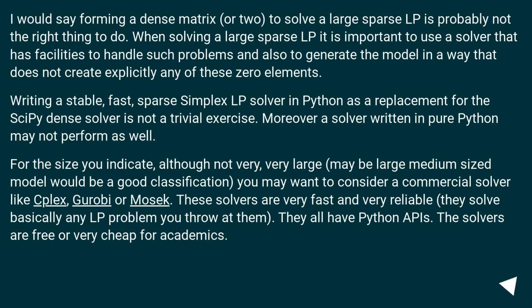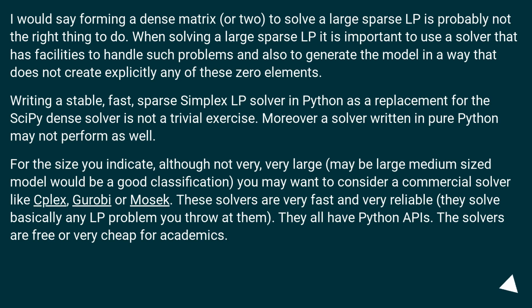I would say forming a dense matrix, or two, to solve a large sparse LP is probably not the right thing to do. When solving a large sparse LP, it is important to use a solver that has facilities to handle such problems and also to generate the model in a way that does not create explicitly any of these zero elements. Writing a stable, fast, sparse simplex LP solver in Python as a replacement for the Scipy dense solver is not a trivial exercise. Moreover, a solver written in pure Python may not perform as well.